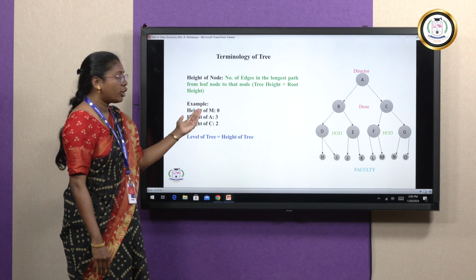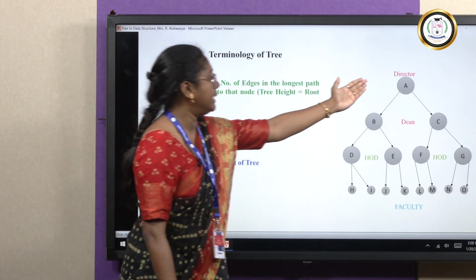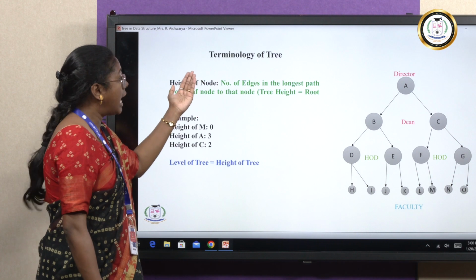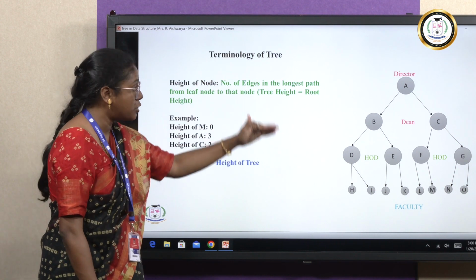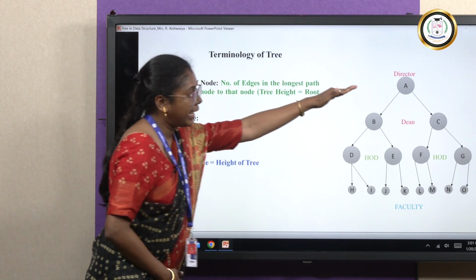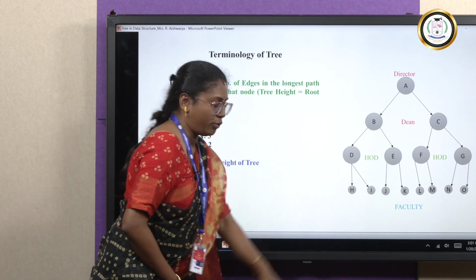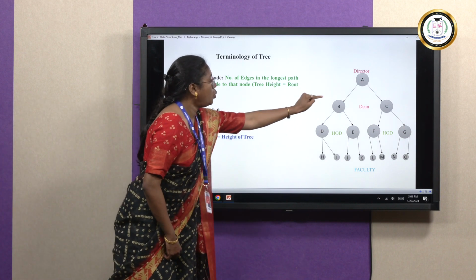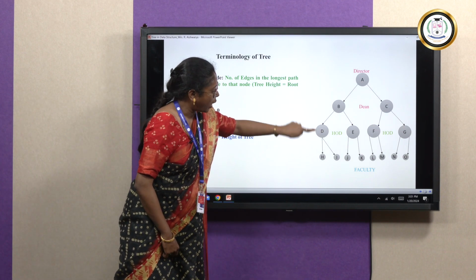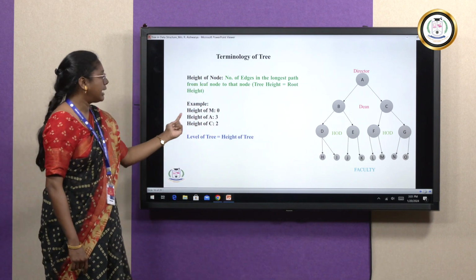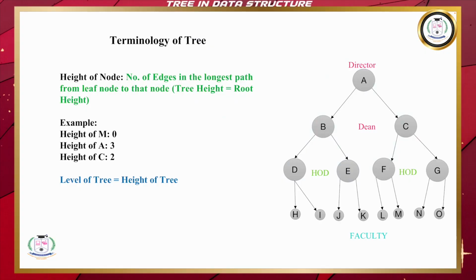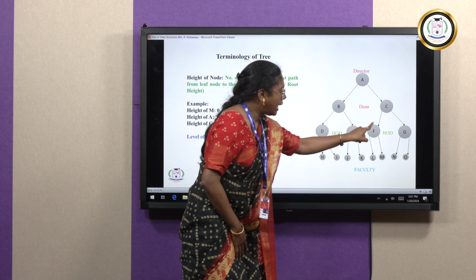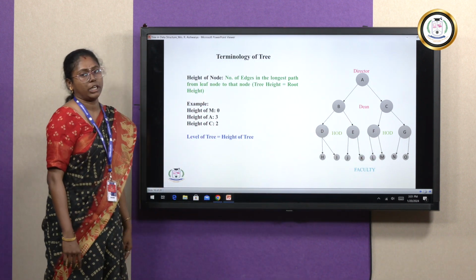If I take the height of A, again look at the definition: the number of edges in the longest path from the leaf node. For A, who are all the leaf nodes? These are all the leaf nodes. From the leaf node to that node, you can count 1, 2 and 3. So the height of A is 3. Another example, the height of C. From the leaf node to that node, it is clearly 1 and 2. This is how we find the height of a node.